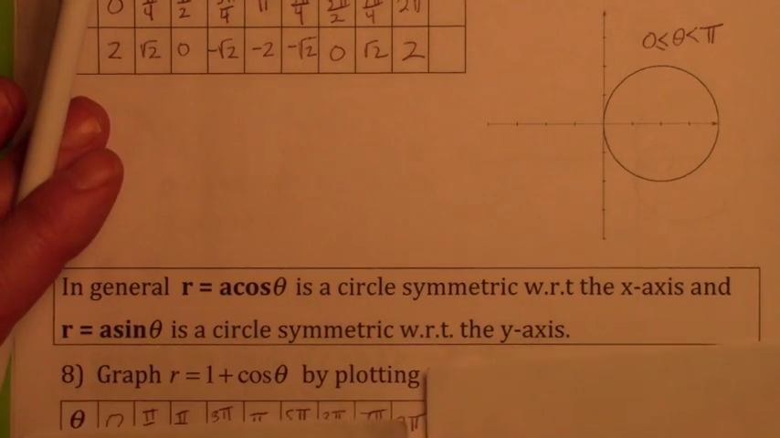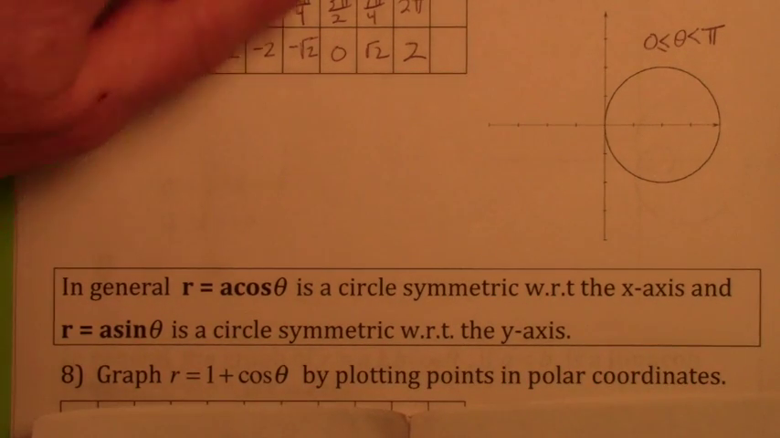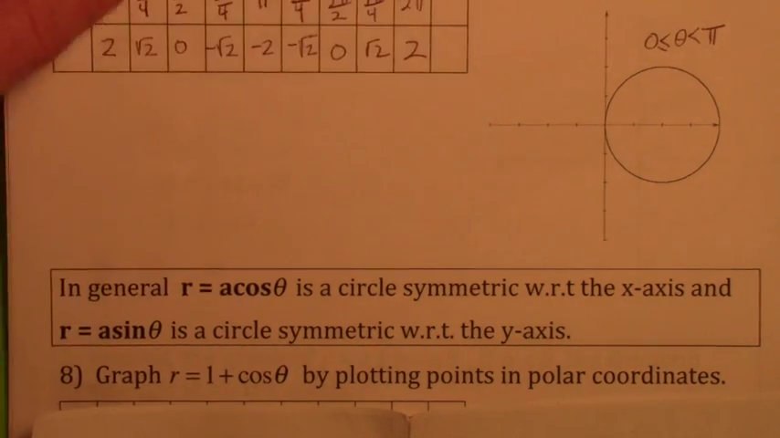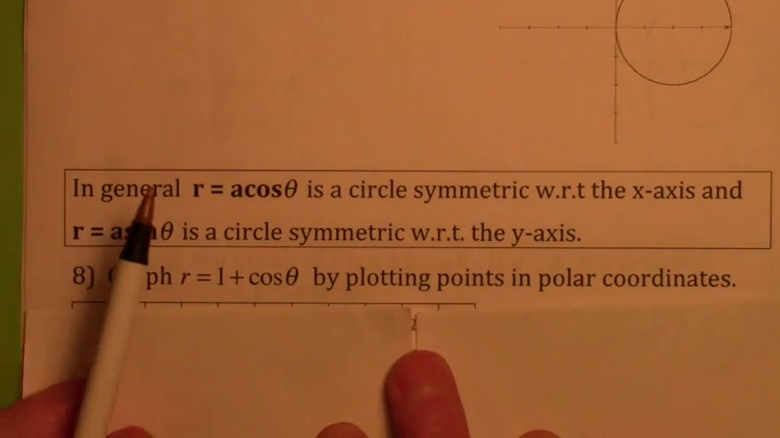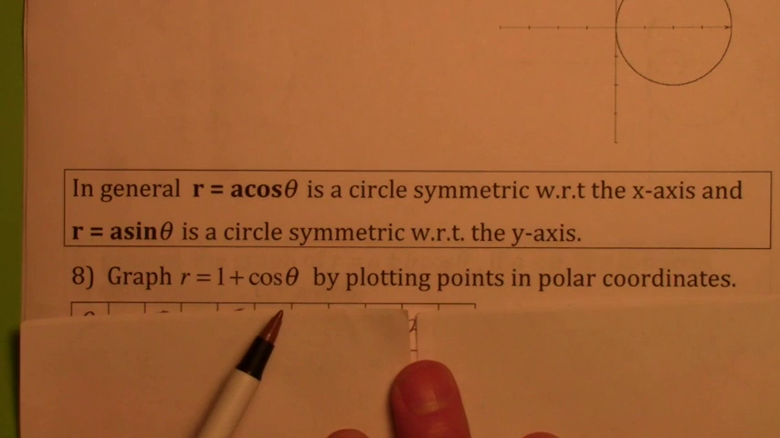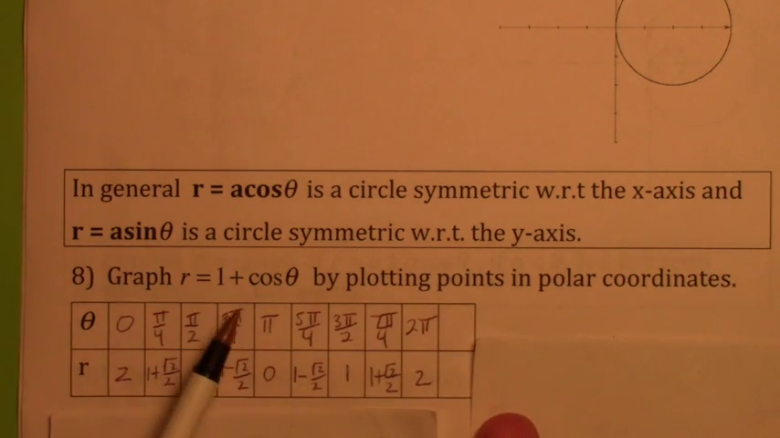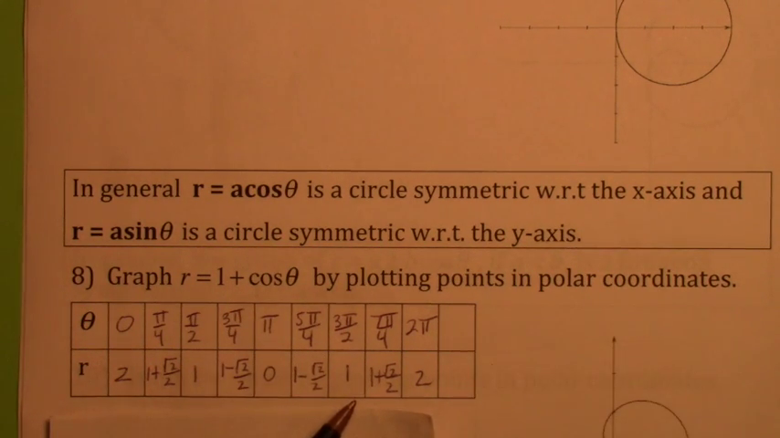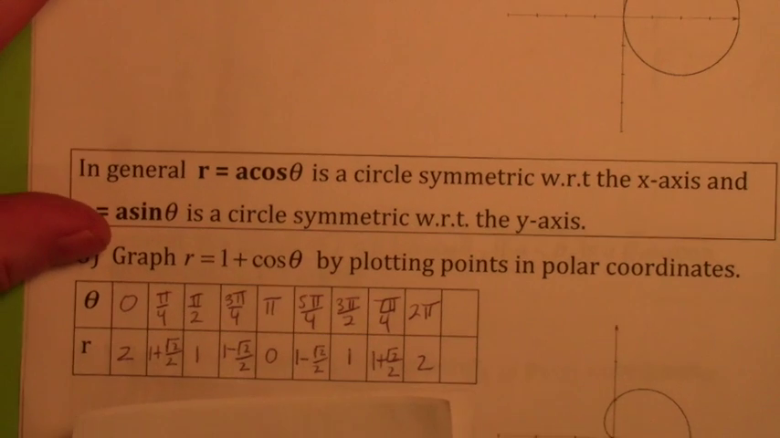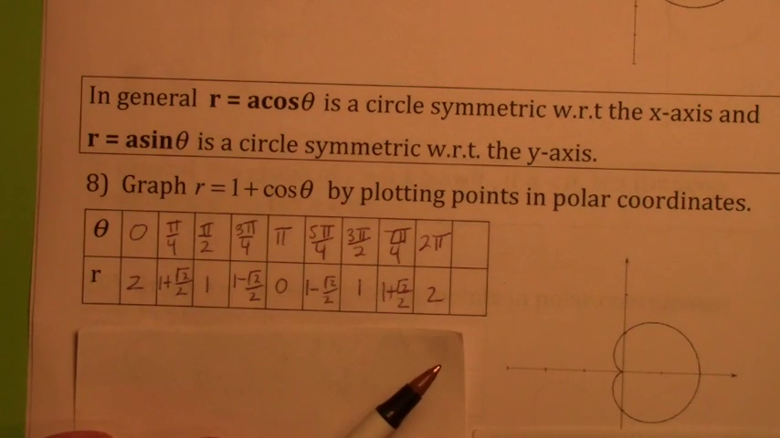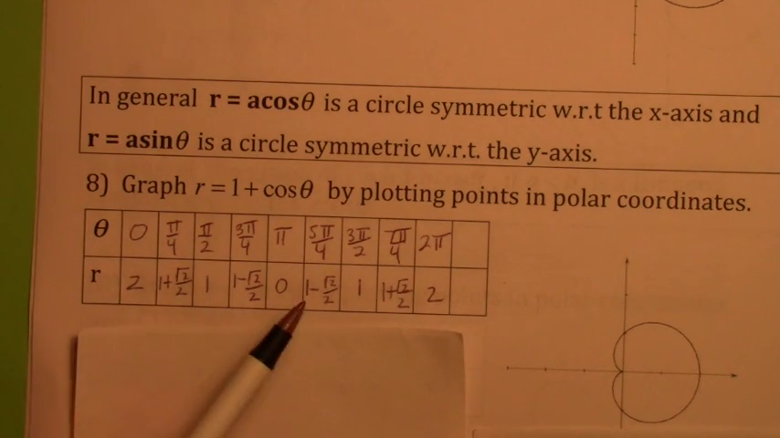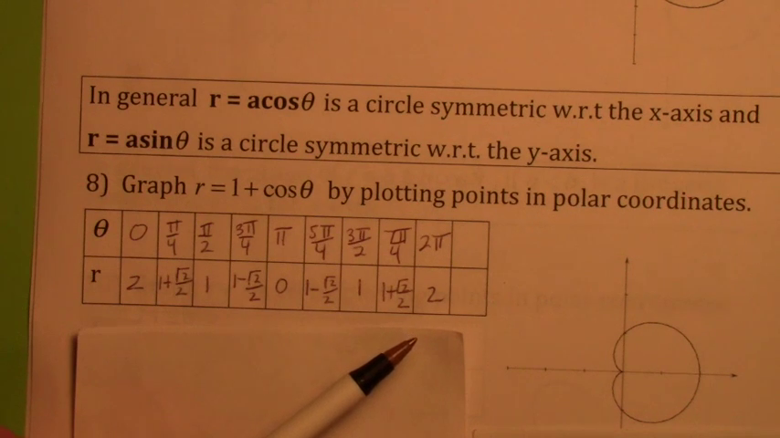All right, let's look at another one. Let's look at this one here. This one is 1 plus cosine theta. If you were to plot some points, you end up getting a curve that looks like this. It's called a cardioid. It's kind of an interesting graph. And this one actually takes 2 pi to map the whole thing out.